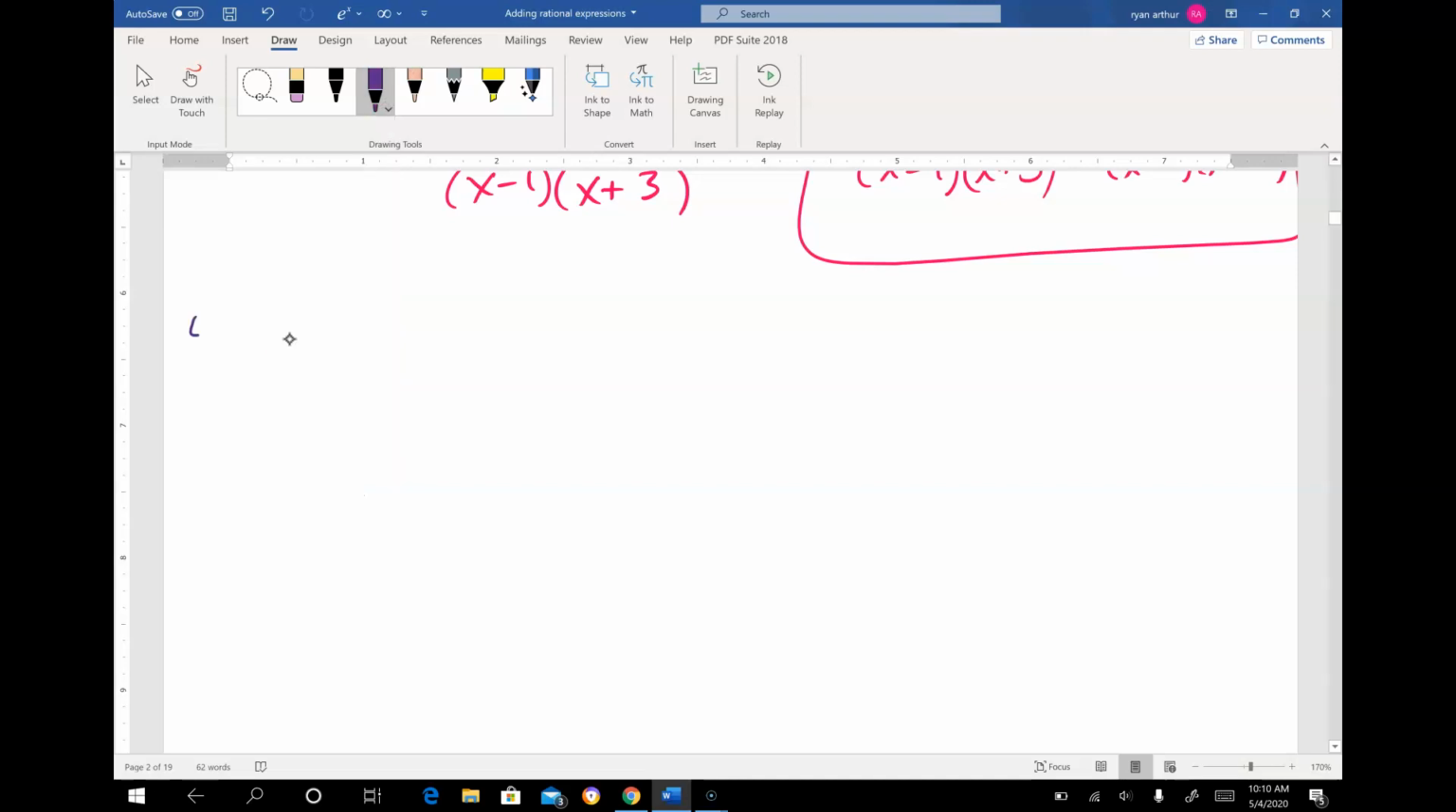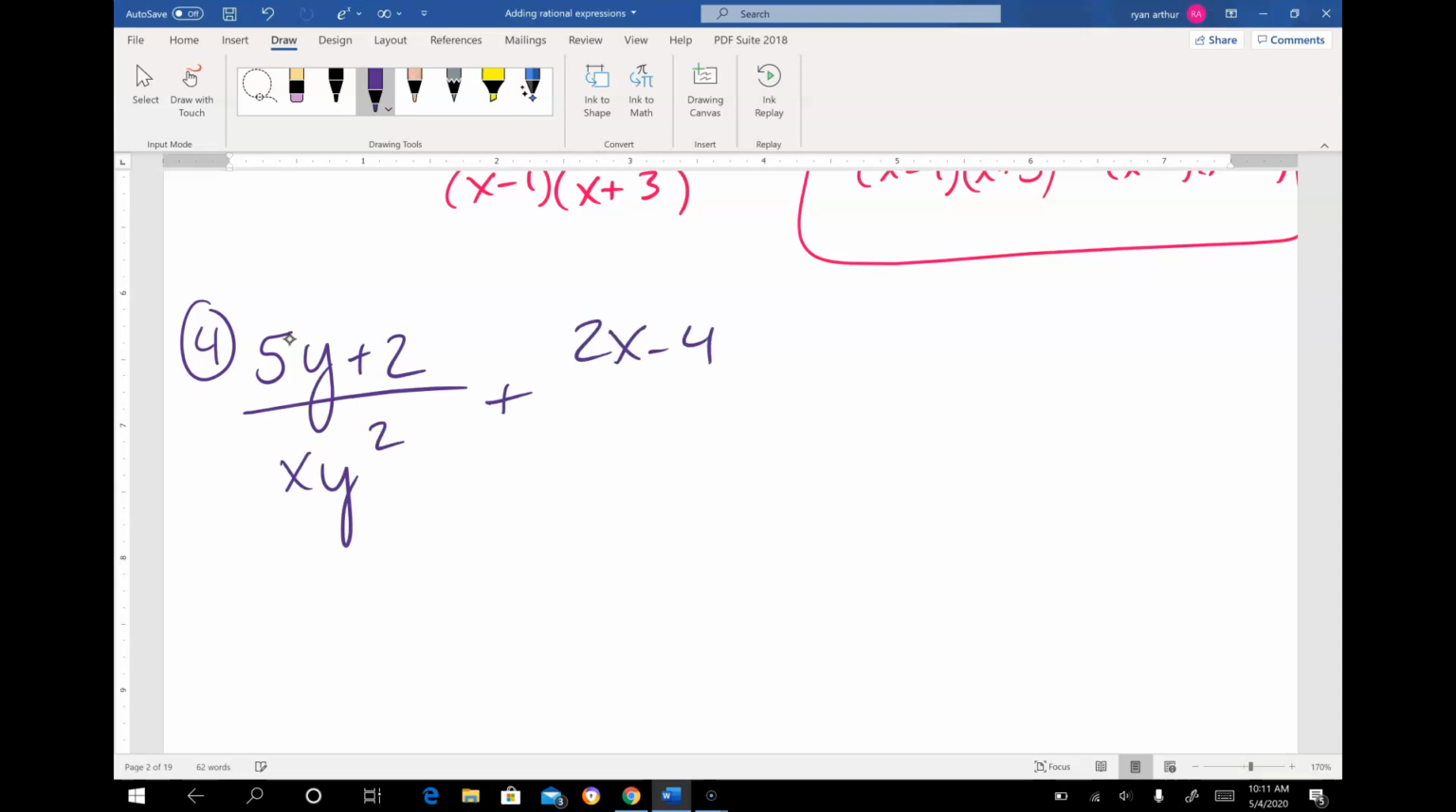is going to be 2x over x plus 3. Sorry, that's the wrong one. So this one is going to be 5y plus 2 over y squared plus 2x minus 4 over 4xy.